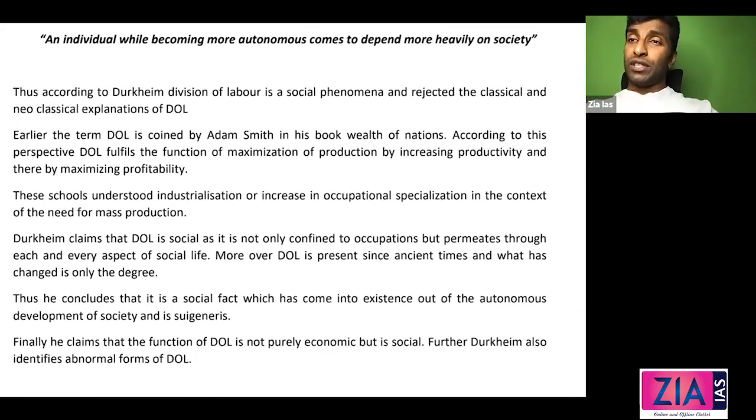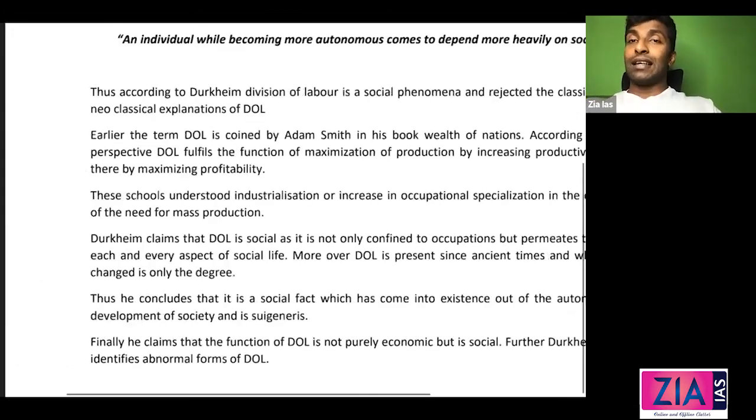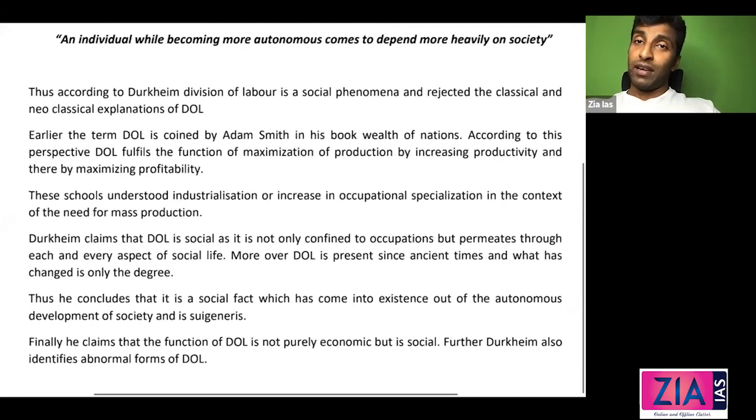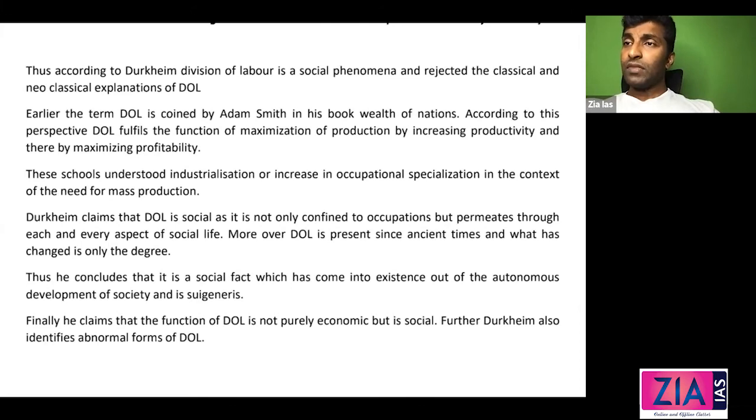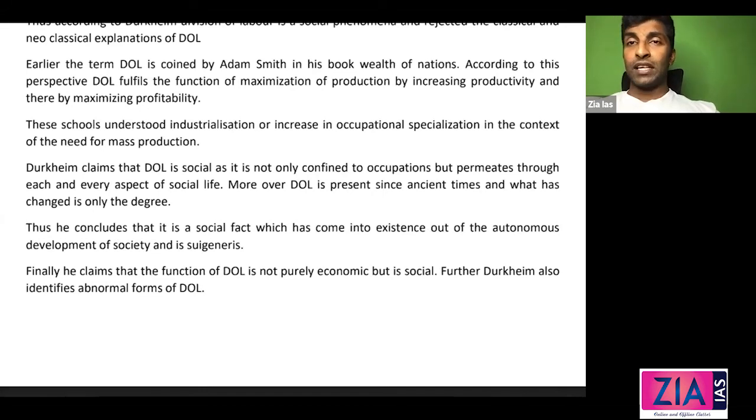Thus, according to Durkheim, division of labor is a social phenomenon, and he rejected the classical and neoclassical explanations of division of labor. Earlier, the term division of labor was coined by Adam Smith in his book Wealth of Nations. According to his perspective, division of labor fulfills the function of maximization of production and profitability, not important for us. These schools understood industrialization or increase in occupational specialization in the context of the need for mass production. But we understand it in terms of its functions, in terms of integration of people and the interdependence it creates. Okay, not in terms of profit or productivity or economies of scale or anything. We are not concerned about that.